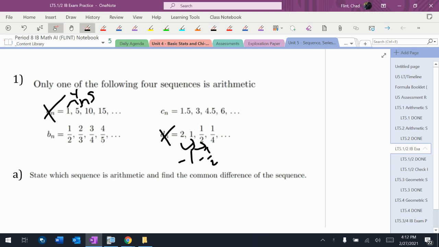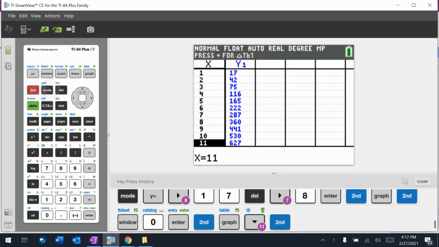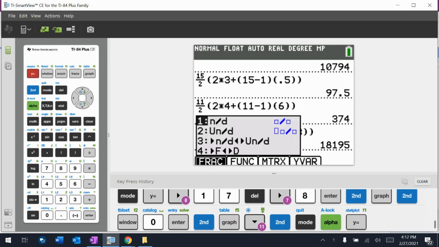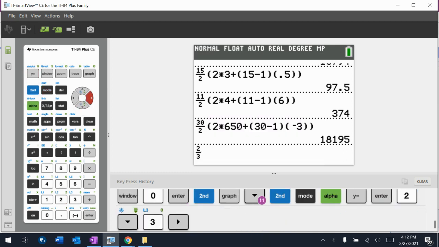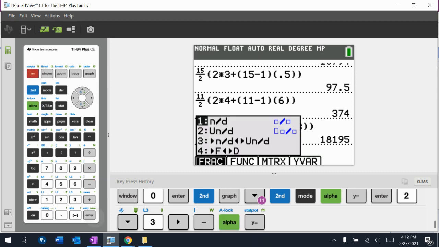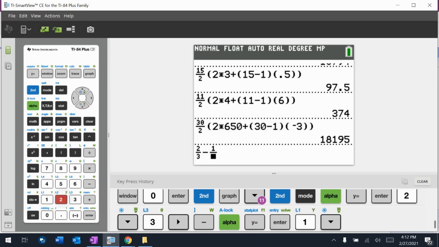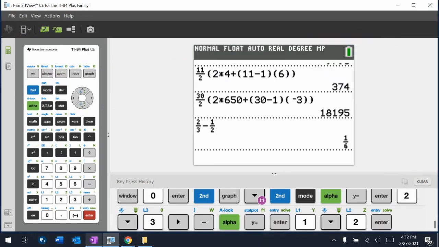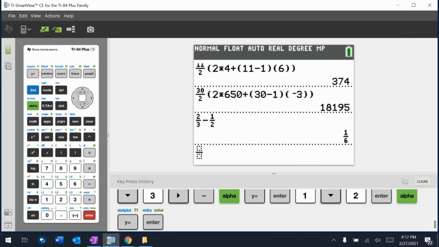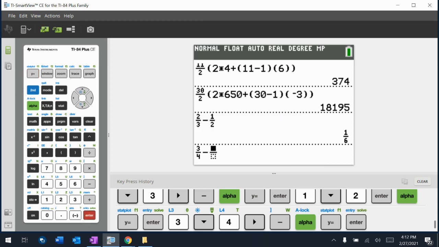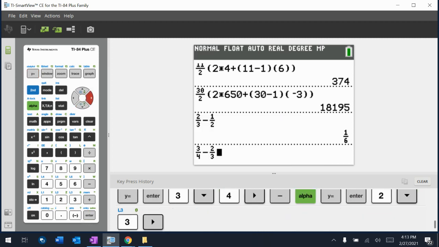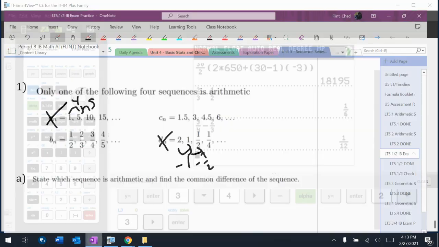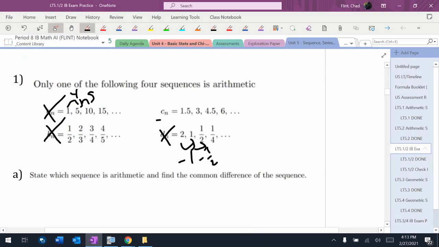If I take this one here, I do 2/3 minus 1/2, and I get 1/6. And then the next two terms are 3/4 minus 2/3, and I get 1/12. So those are not common difference either. So it has to be this one.